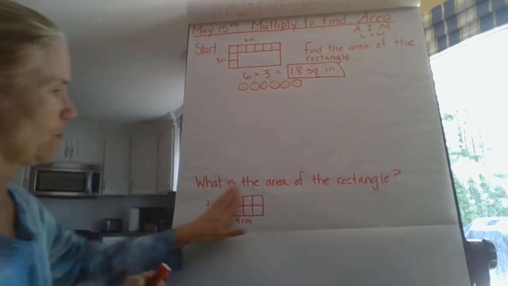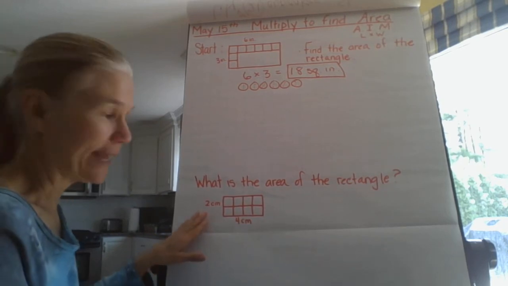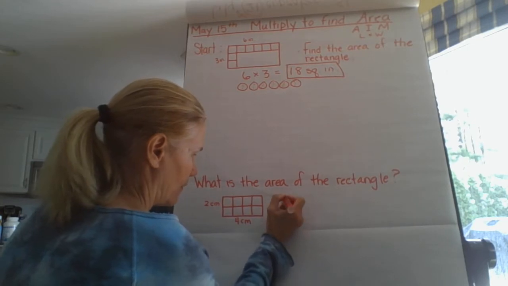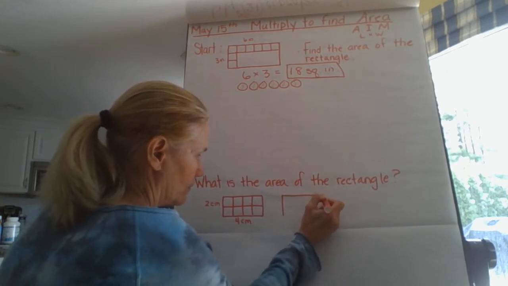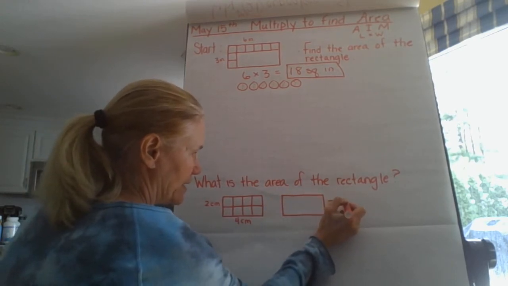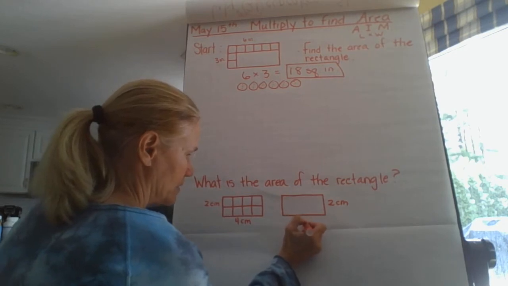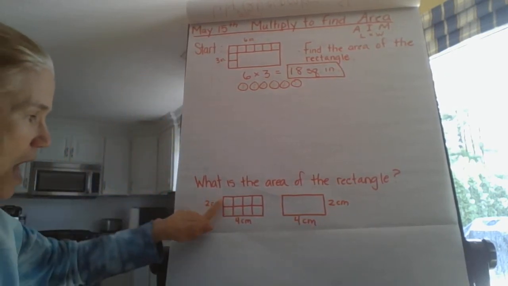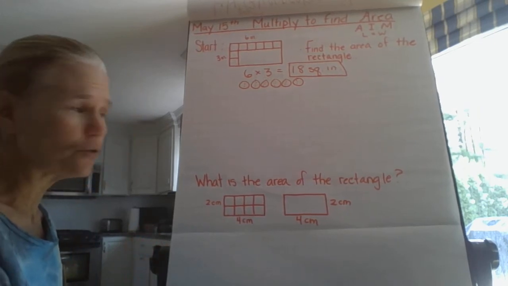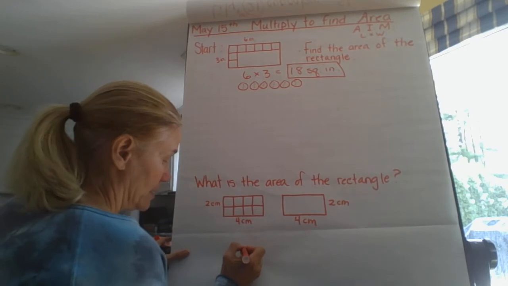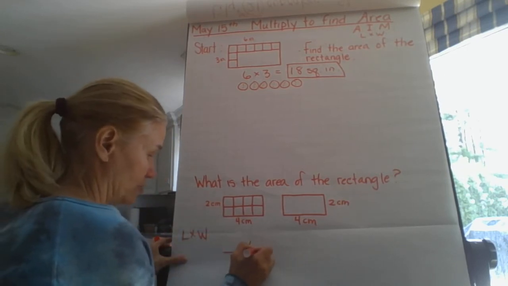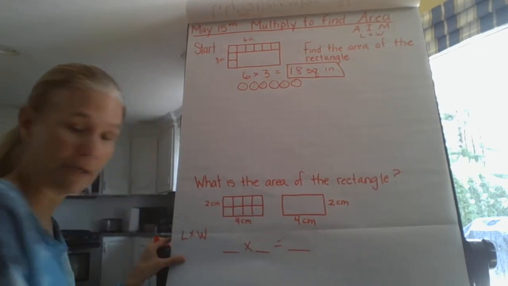So if we have, what is the area of this rectangle? Again, it's outlined. It could have looked like this, and it could have just said 2 centimeters wide and 4 centimeters long. I defined it for you so you could see it. A couple ways to do this. We know we're going to use multiplication. So if we use length times width, we're going to have a multiplication problem that will give us the area.